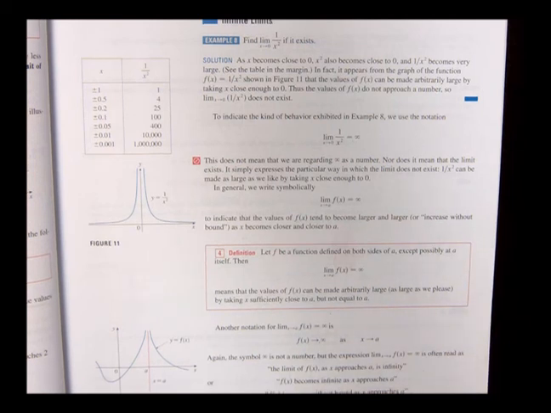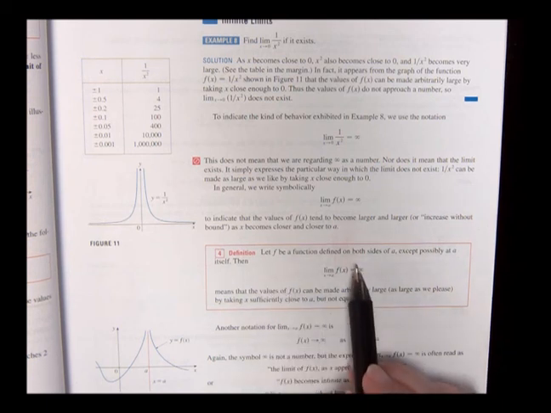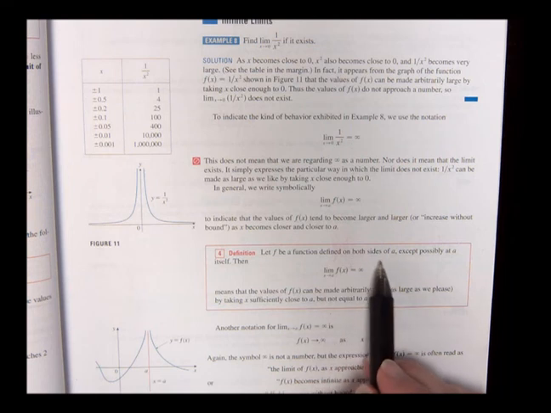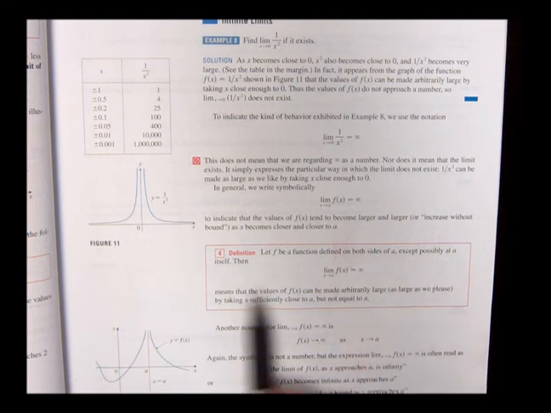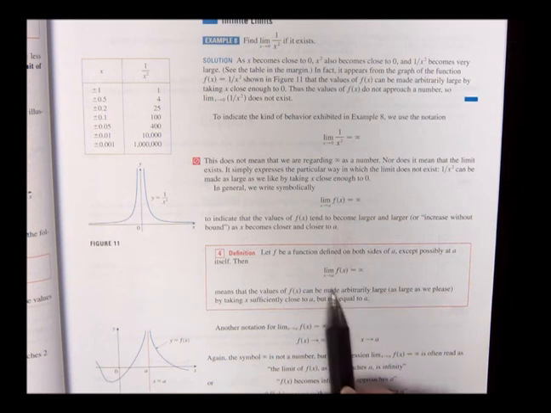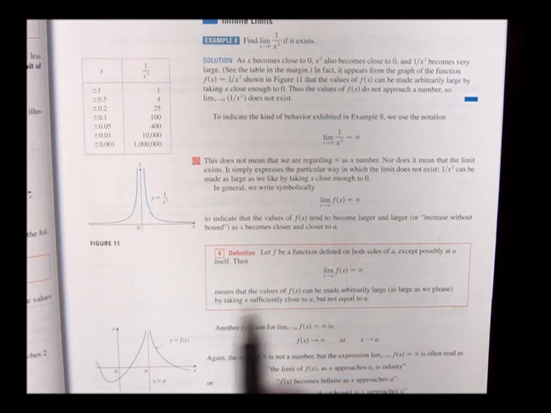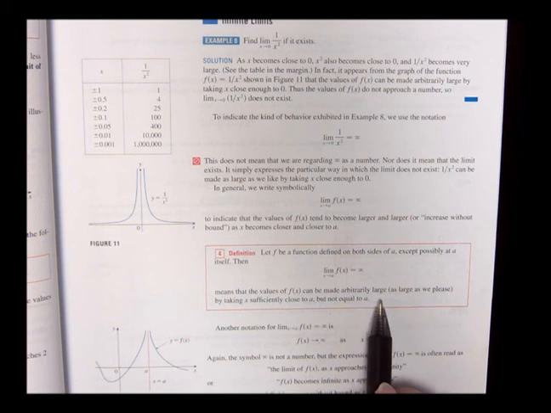So, definition. Let f be a function defined on both sides of a, except possibly at a itself. Then the limit as x approaches a of f of x can equal infinity, meaning that the values can be made arbitrarily large, or as large as we please, by taking x as close to a but not equal to a.